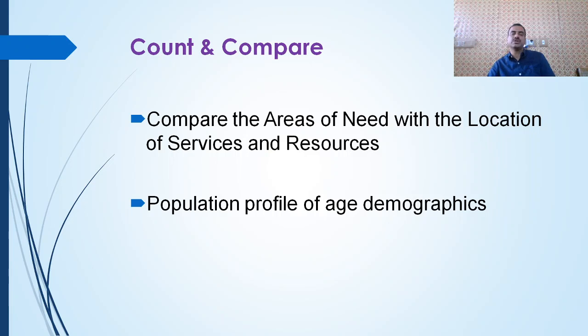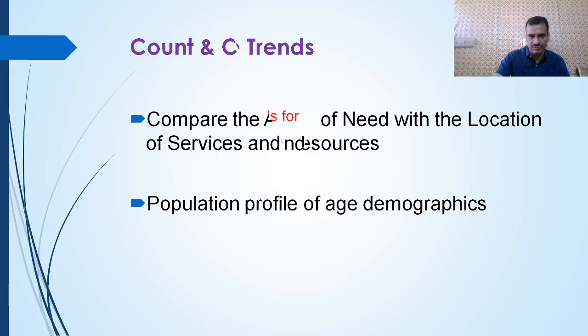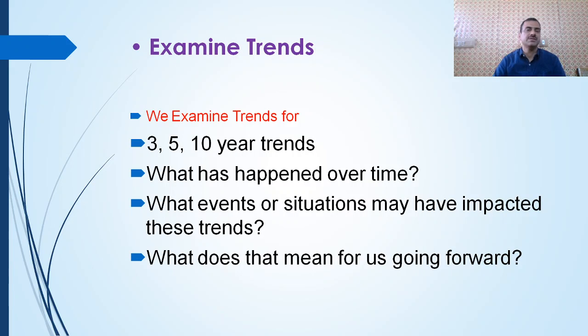After finding the answers to these questions, we count and compare. We count each data and compare them. Compare the areas of need with the location of services and resources. And then we also count the population profile and age demographics. And then we examine the trends. We examine the trends of the last 3, 5 and 10 years. What happened over the time period we can find by examining the trends, what events or situations may have impacted these trends, and what that means for us going forward.